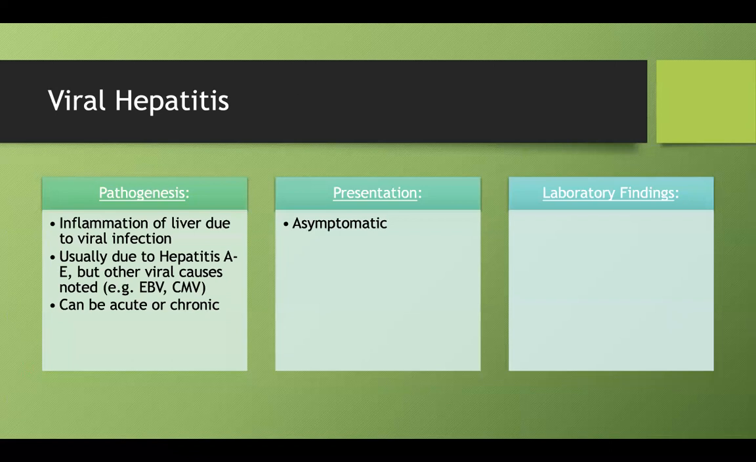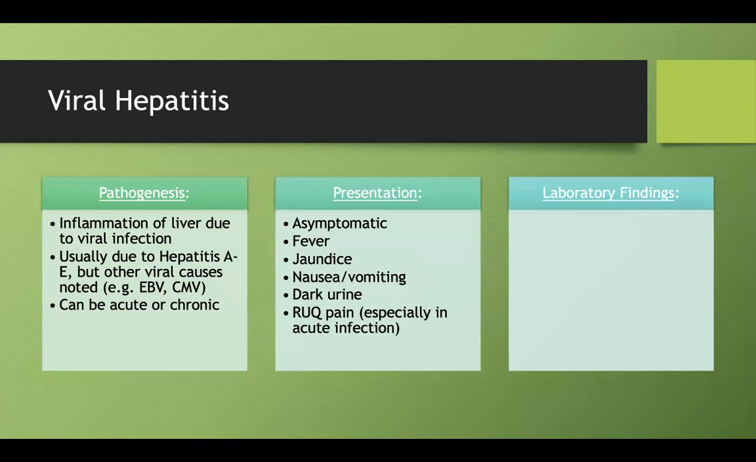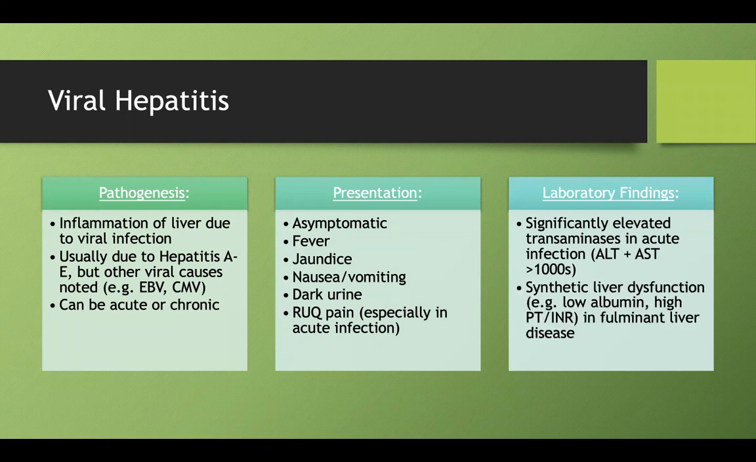Let's talk about how this can present. This can be asymptomatic, but if it does present, it's going to give you your classic hepatitis symptoms that we've been talking about. You can get fever, jaundice, nausea or vomiting, dark urine, and right upper quadrant pain. On labs, you can have either a mild transaminitis or a significant transaminitis in an acute infection. So the presentation is pretty variable. It's not going to trip you up though. They're going to give you your classic hepatitis symptoms if it's acute hepatitis.